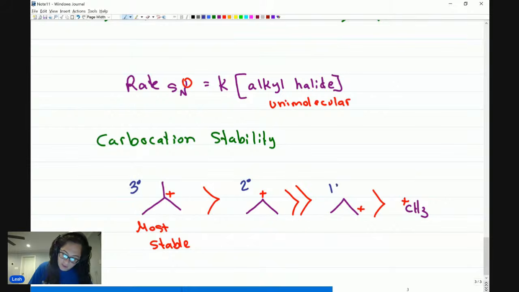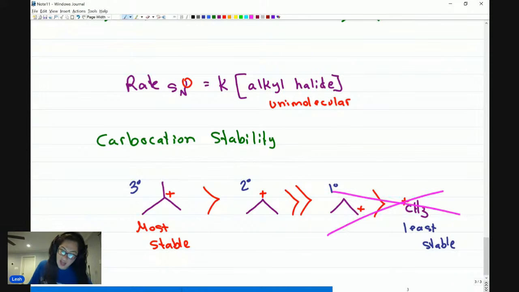This is a primary carbocation, and this is a methyl. A methyl is least stable. And for the sake of our discussion today, you will not see a methyl carbocation or a primary carbocation. They are so unstable that they will absolutely not form.